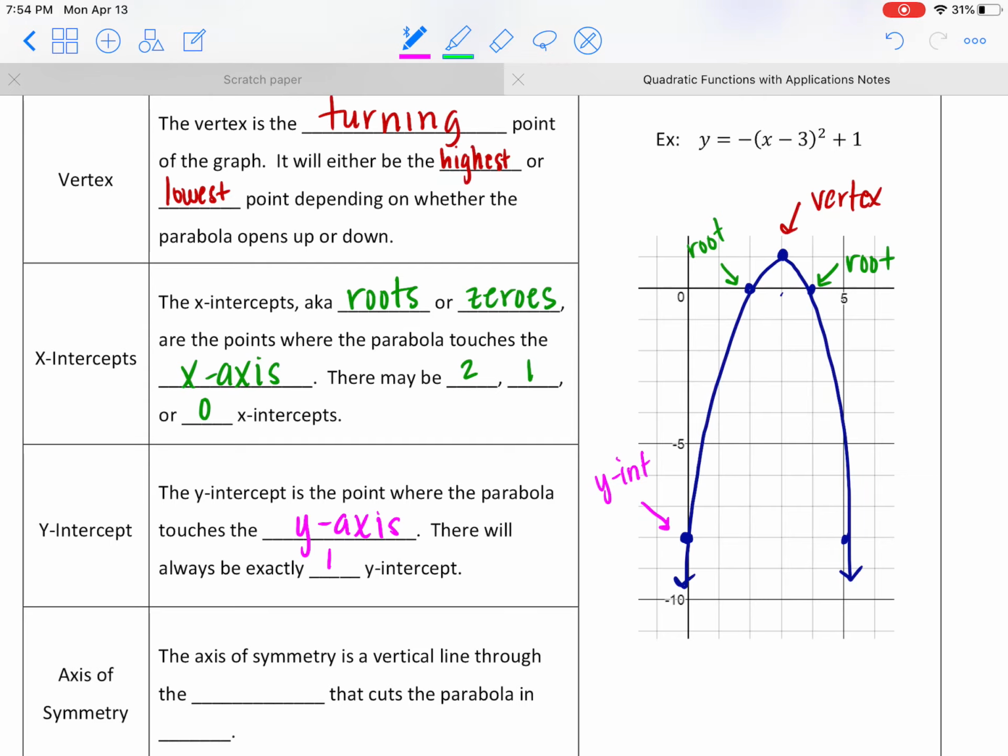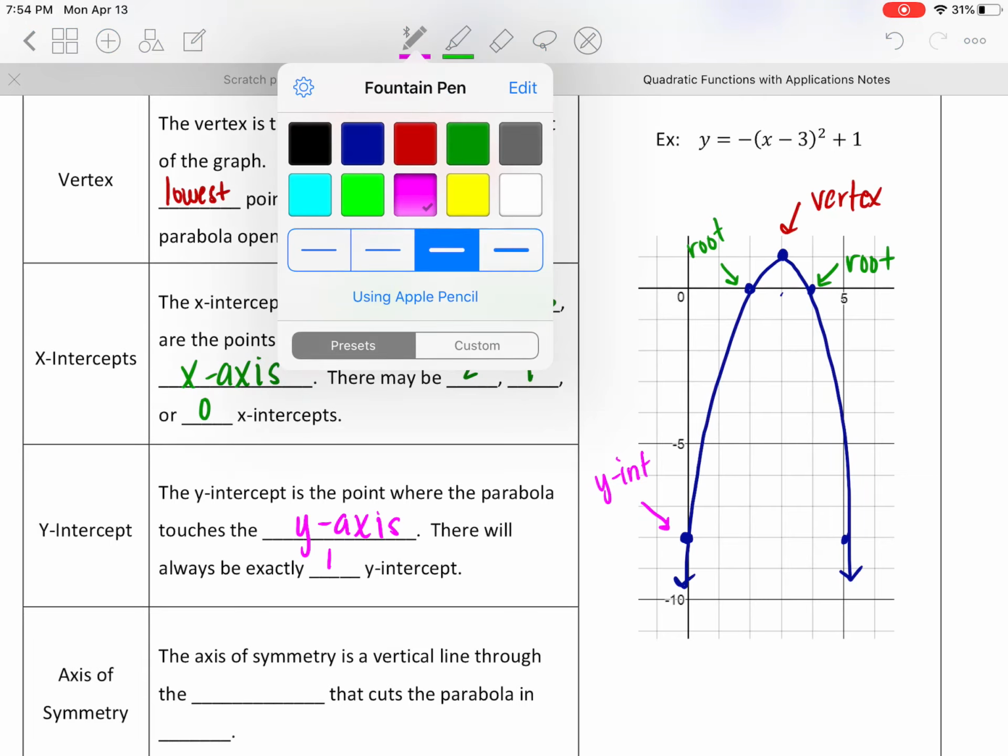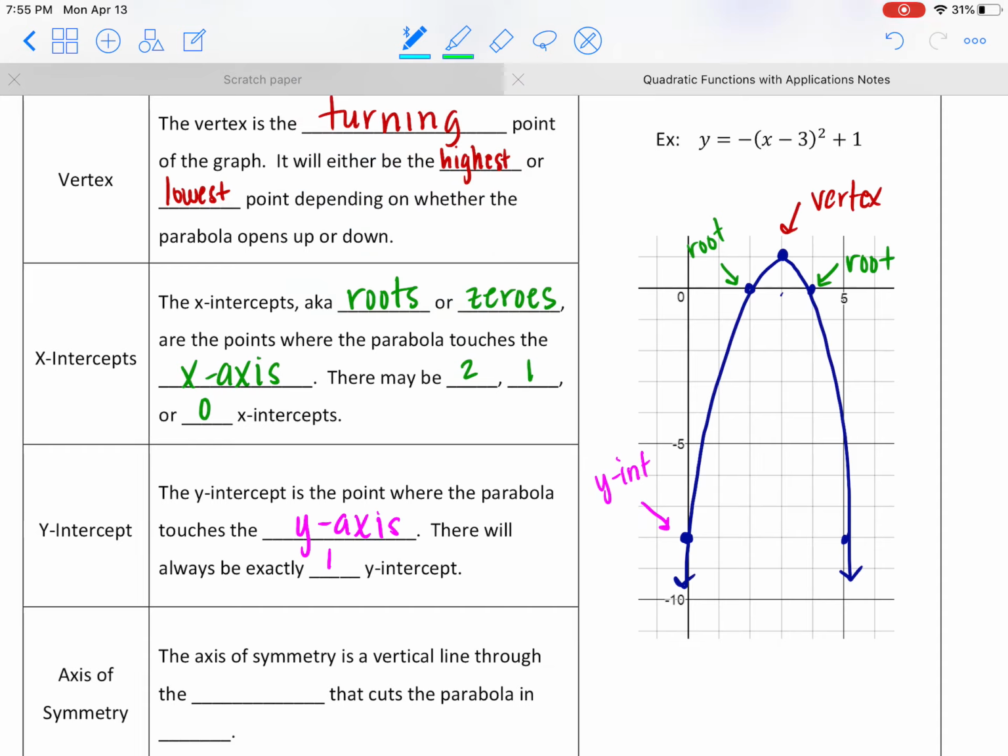The last thing is something I mentioned a second ago, that this parabola has symmetry. What color do I want to use here? Let's go with this awful blue. If we cut this graph in half through this really bright blue line, that line that cuts the parabola in half we would call the axis of symmetry, because it is a line of symmetry that cuts that parabola in half.